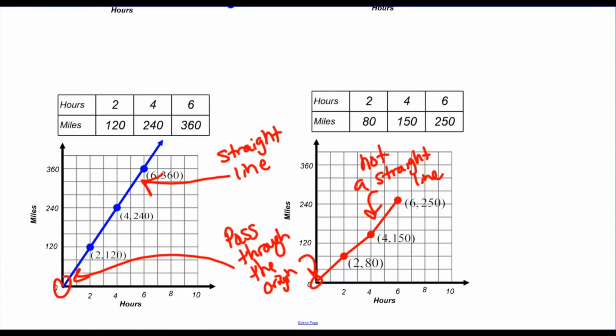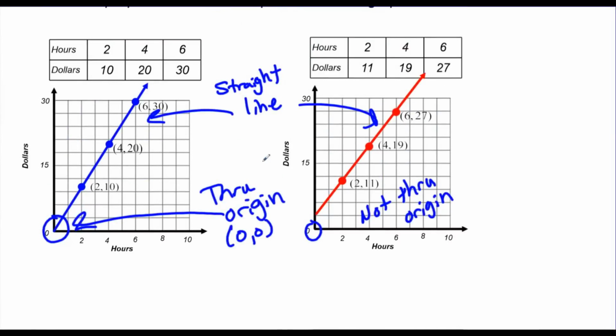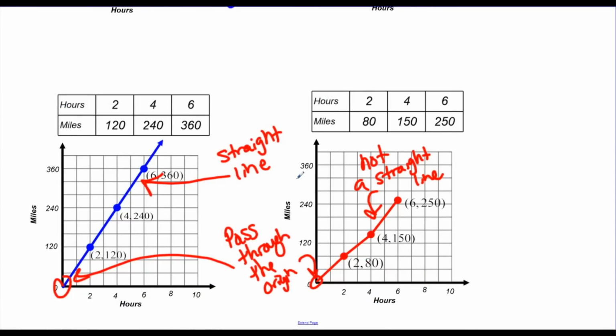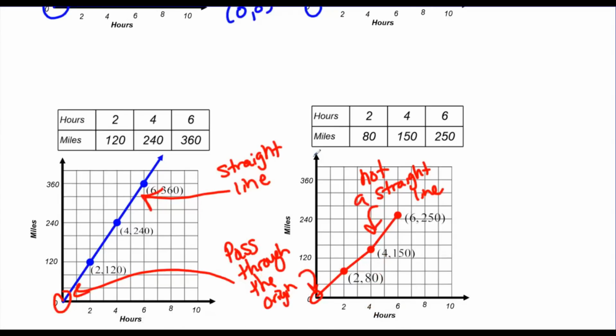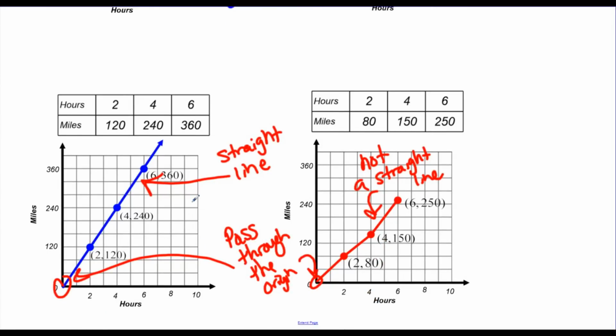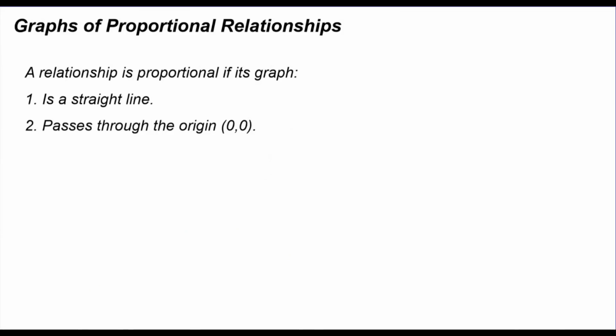So in order for a graph of a relationship to be proportional, it's going to have both of these qualities at the same time. You'll notice the first one was a straight line that went through the origin, and the second one was a straight line that went through the origin. And then the non-proportional ones had one of them, but not the other. So we have to have both present in order to call a relationship proportional on a graph.